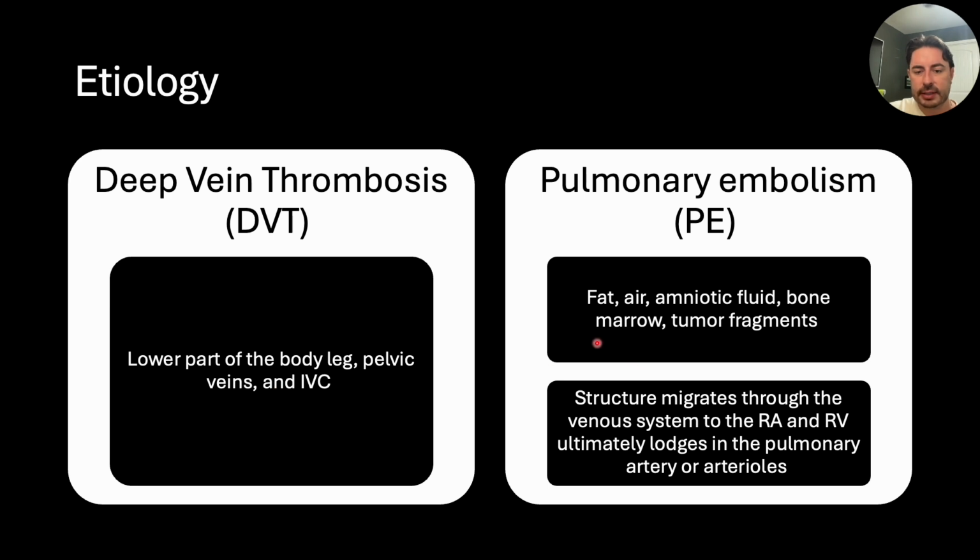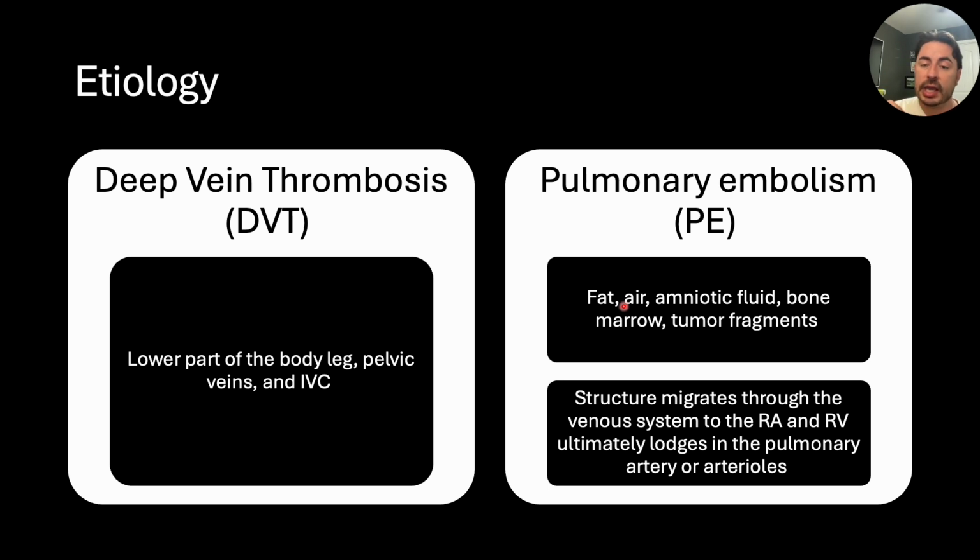When we look at causes, it could be a fatty structure, an air embolus, amniotic fluid, bone marrow, or tumor fragments. Well, you ask, how does air get into the vein that then travels to the heart? Well, you can get air in the vasculature from removing a central venous catheter or an internal jugular catheter.